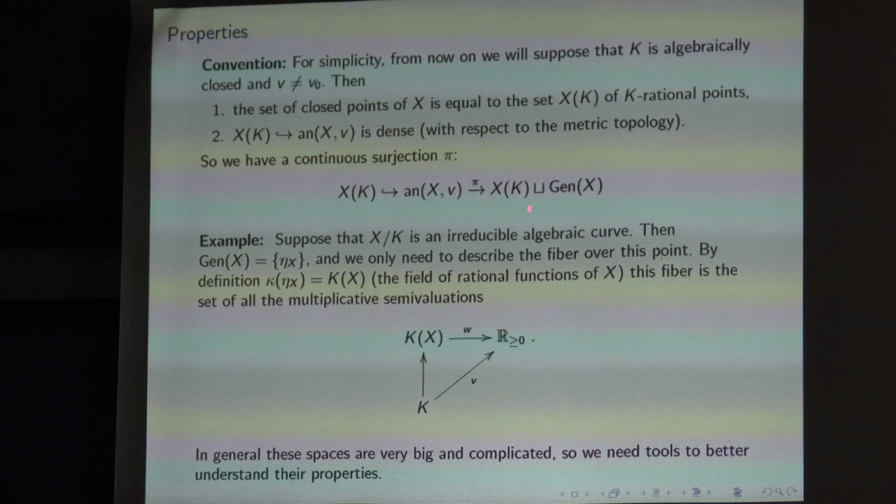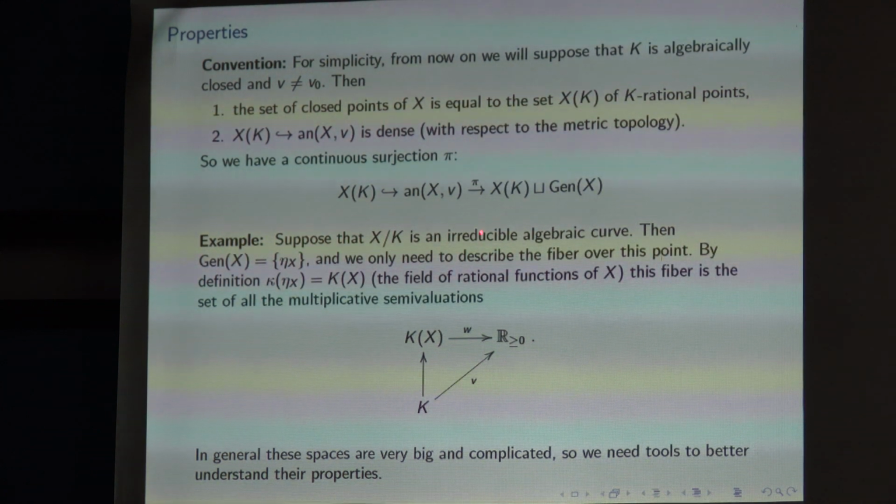This set, as a set, is the disjoint union of the closed points and generic points. And you say that the closed points don't move. So you just need to see what happens over the generic points, over the points which are not closed here, which one is the fiber. And here we have an example. Suppose that you have an irreducible algebraic curve. Then by definition, the generic point is just one point. So to really know this guy, you just need to see what happens over this point.